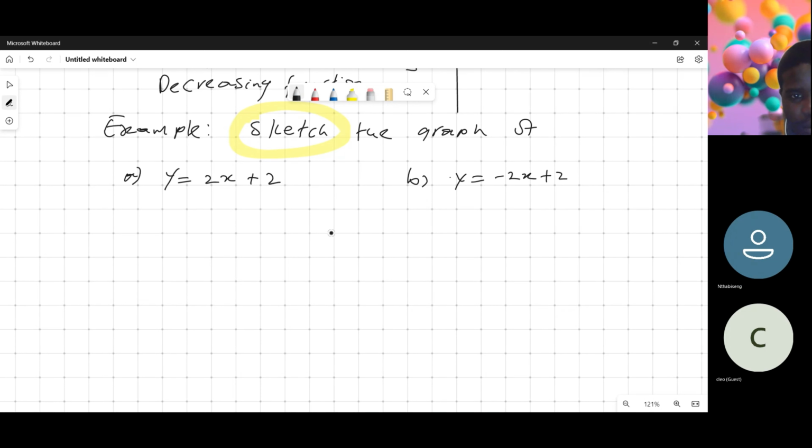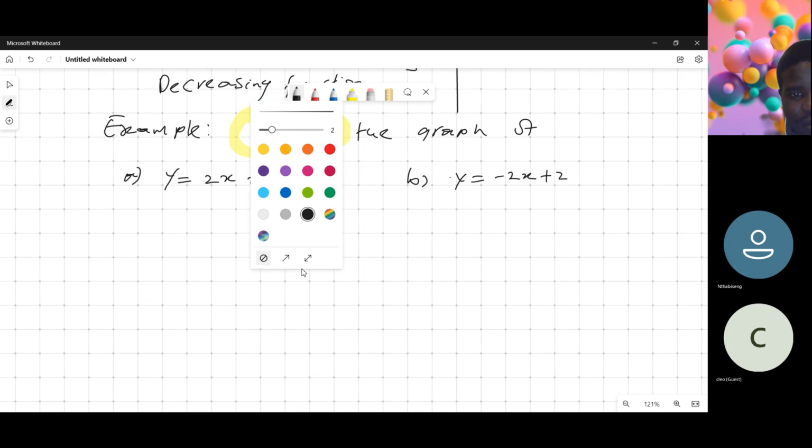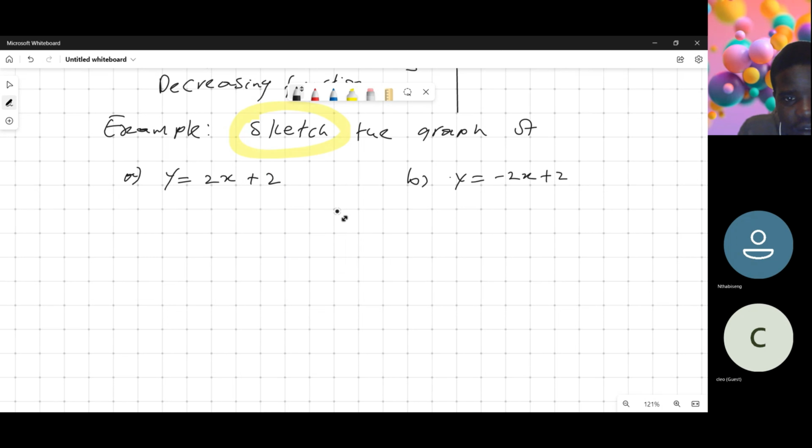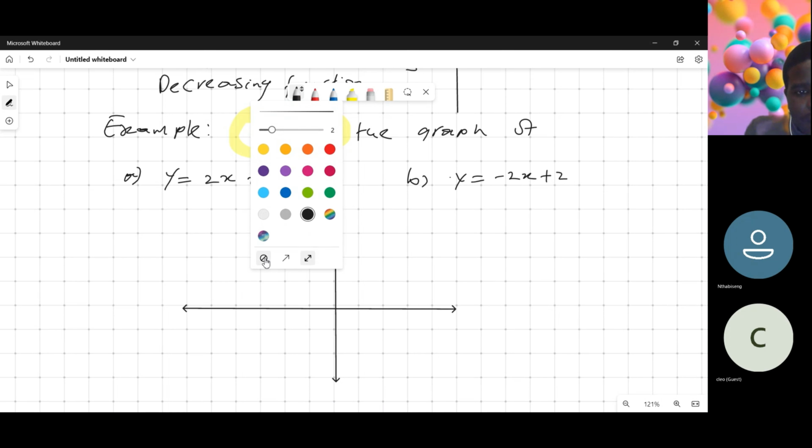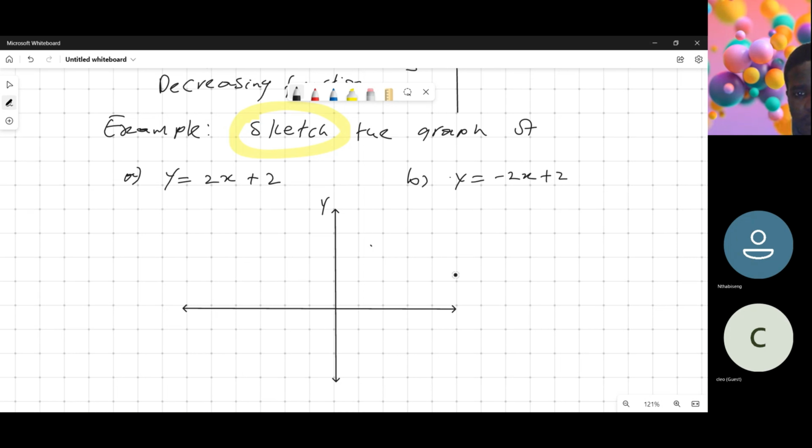So we're going to do our Cartesian plane. Let's have our Cartesian plane. And then this is our x-axis. That one was our y-axis. Okay, this is our y-axis. This is our x-axis. This is the origin. Remember, we're doing a sketch here.